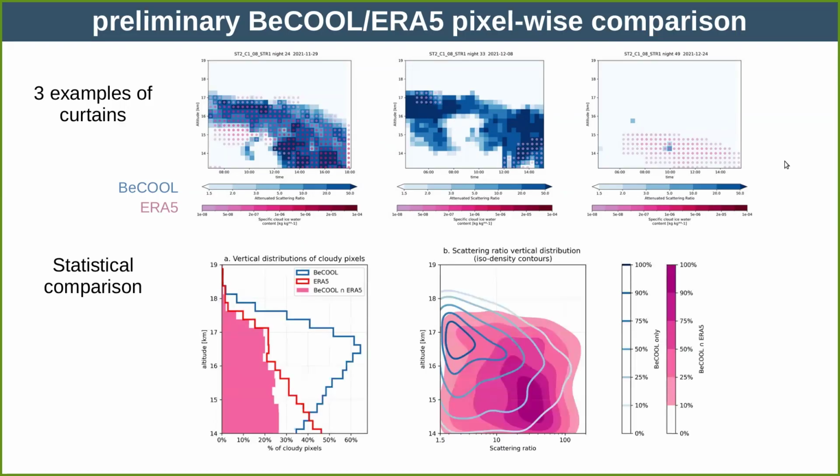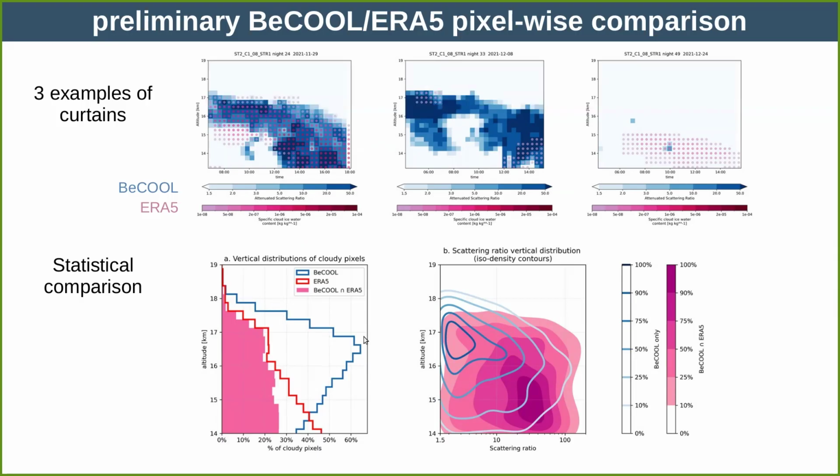From a statistical point of view, here is a vertical distribution of cloudy pixels. In blue, it's from BCool observation. In red, it's from ERA5. And in pink are the pixels that are cloudy both in ERA5 and BCool. And so we see that the total amount of cloudy pixels in ERA5 is roughly half the total amount of cloudy pixels in our observations.